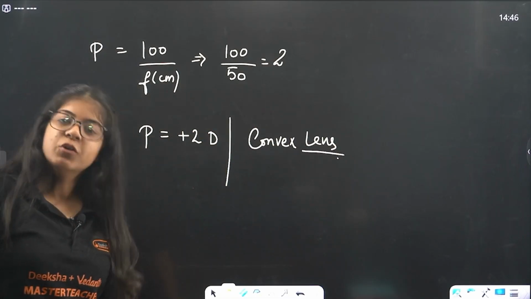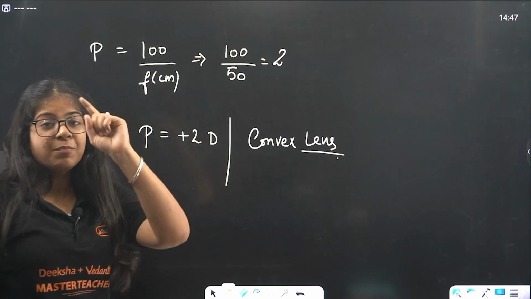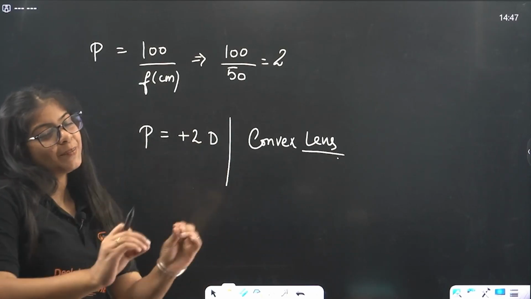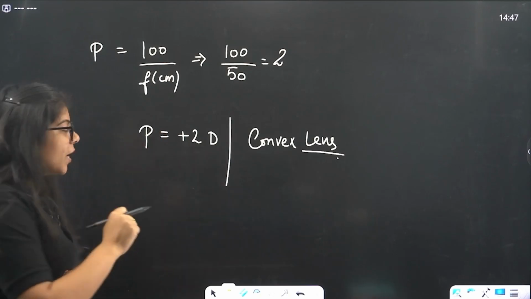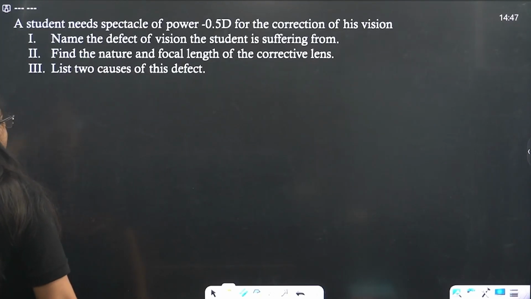Understood? Good. Okay, give me a thumbs up if you have understood this question. It's a really important question, and if you have understood it, then clapping for all of you. Okay, great. Next question on your screen.